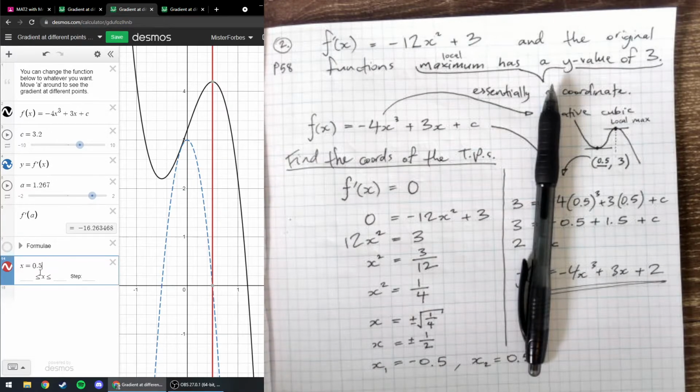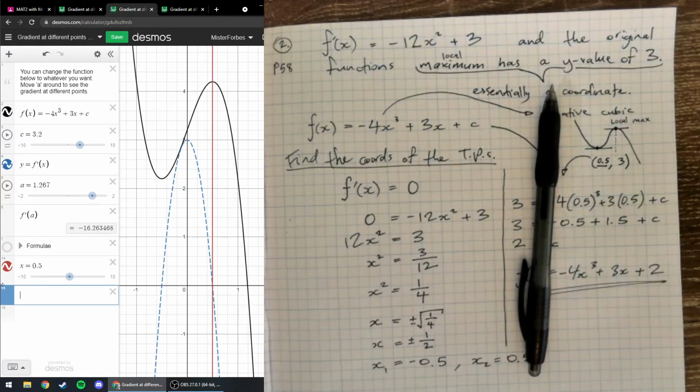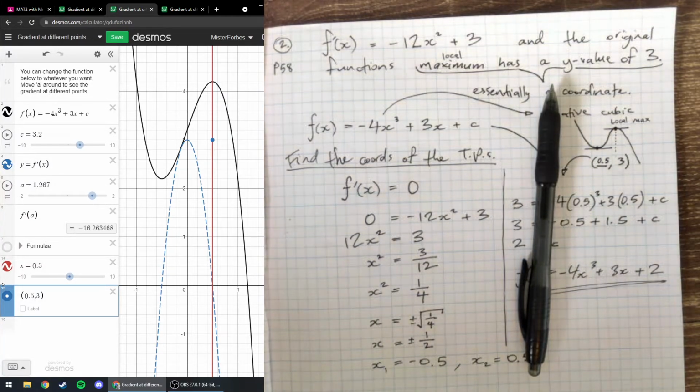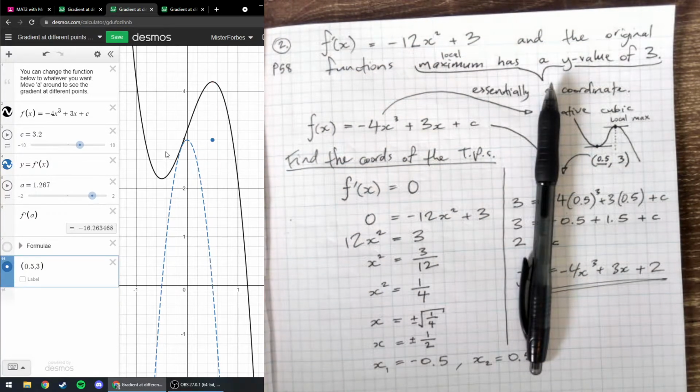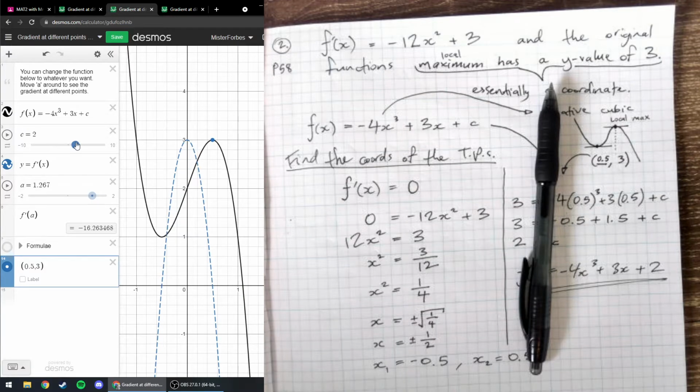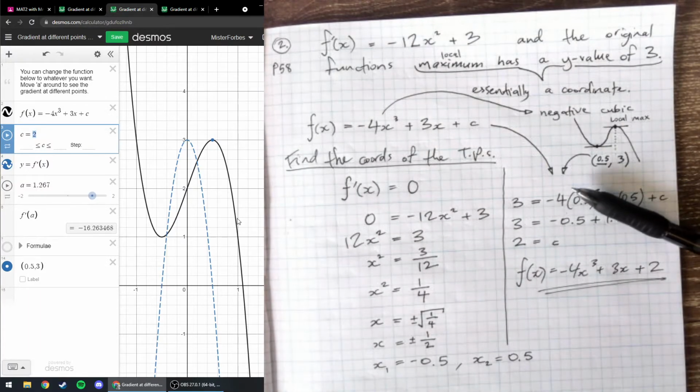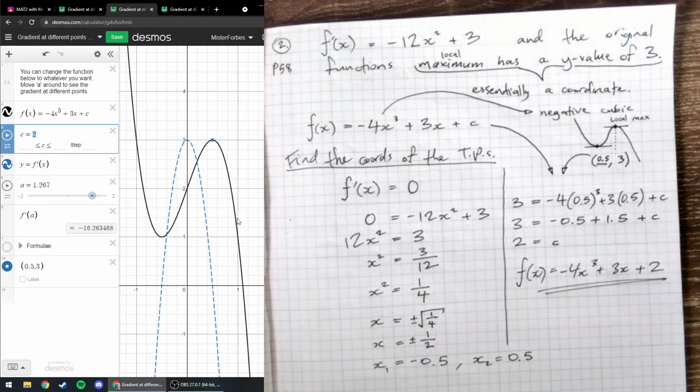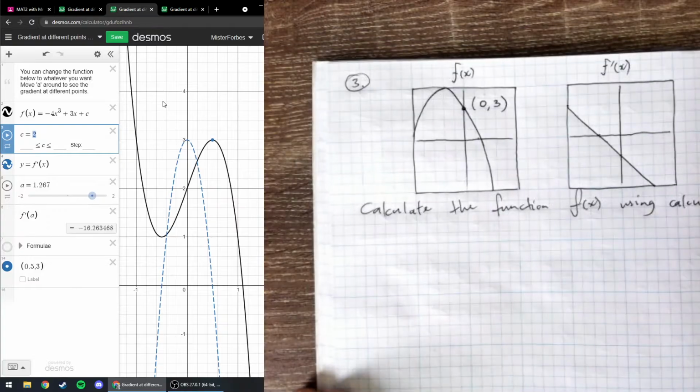And then from there, we also knew the y value. So when we put that in, they already gave us the y value. So we then had a coordinate where we knew that the local maximum was happening. And then all we did was solved for c by substituting that coordinate in, and that found us that c was equal to 2. So that's how we do page 58. Okay, let us have a look at what happens on page 59.